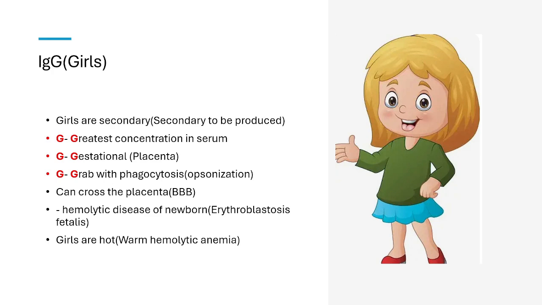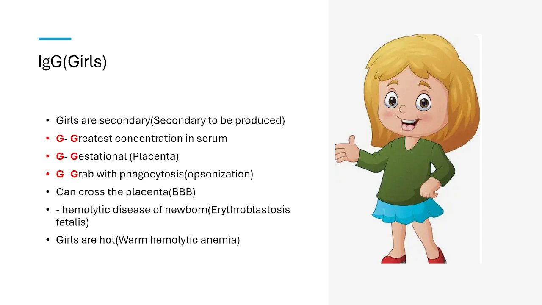The other G here stands for grabbing with phagocytosis, meaning that it is involved in phagocytosis or also opsonization. Opsonization is a process by which pathogens are coated with opsonins such as antibodies like IgG or complement proteins like C3b to enhance their recognition and phagocytosis by immune cells like macrophages and neutrophils.